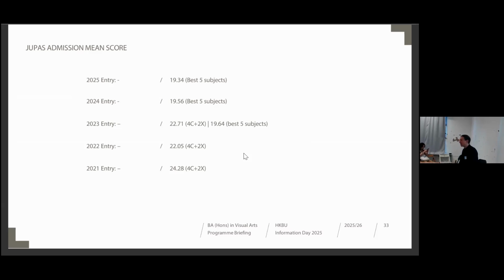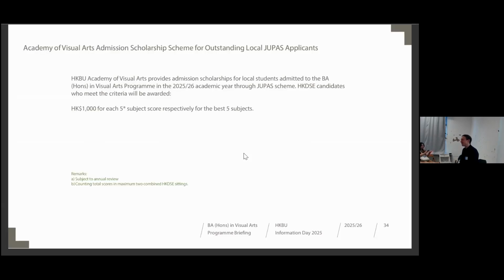So this is the average through the years. It fluctuates. I thought it would be a little higher last year, actually. So I'm a little disappointed, but it means that we have really good talent as opposed to really good academic performance. We have a scholarship scheme.